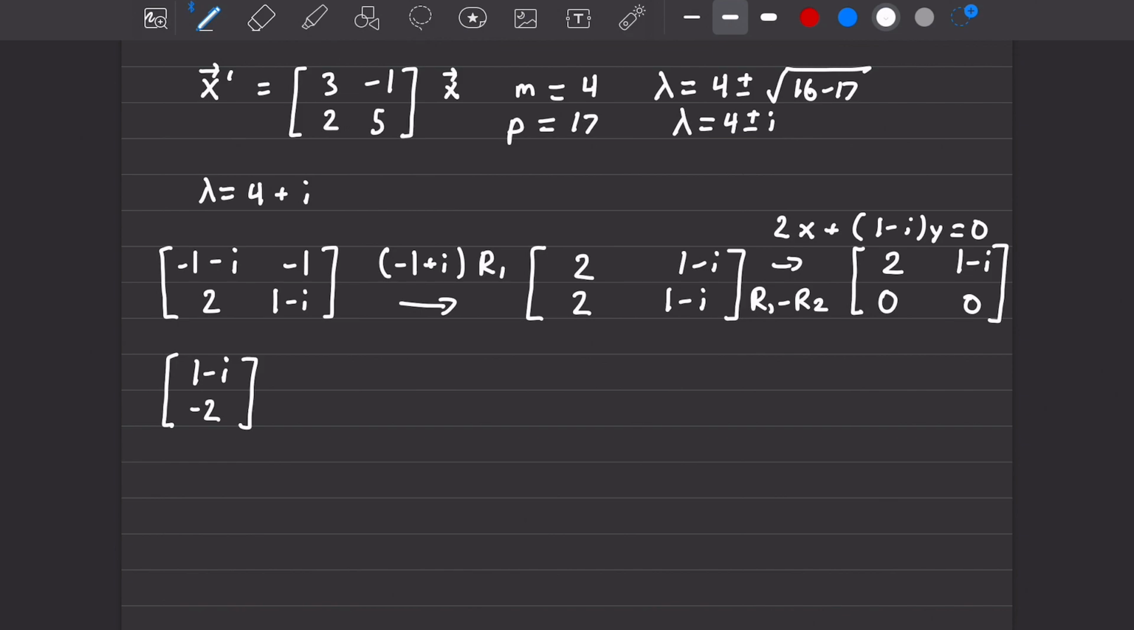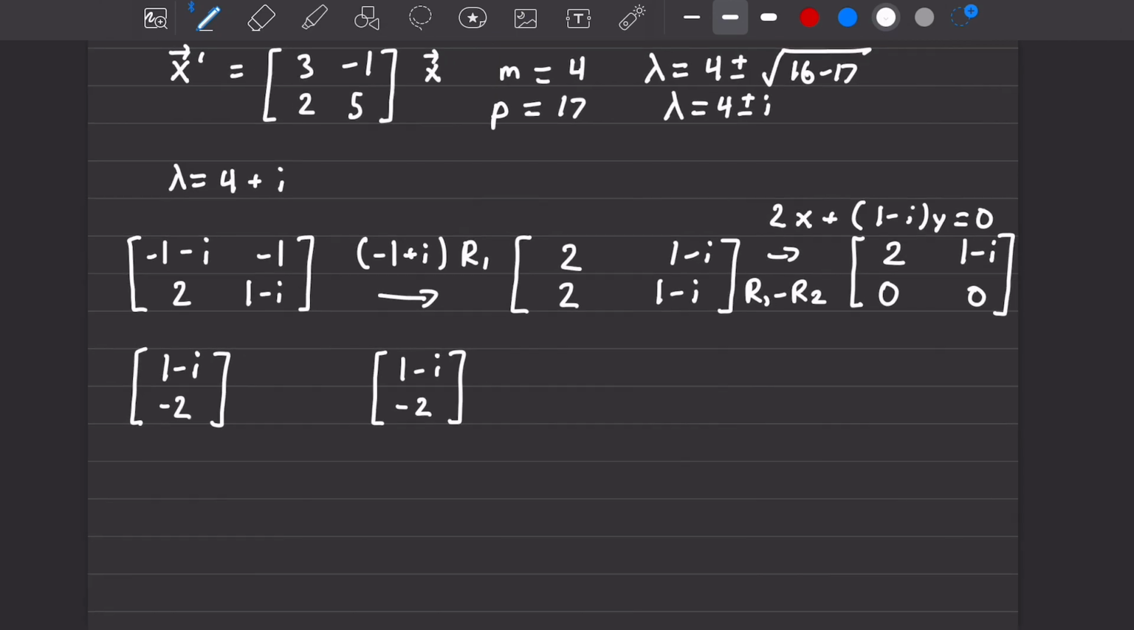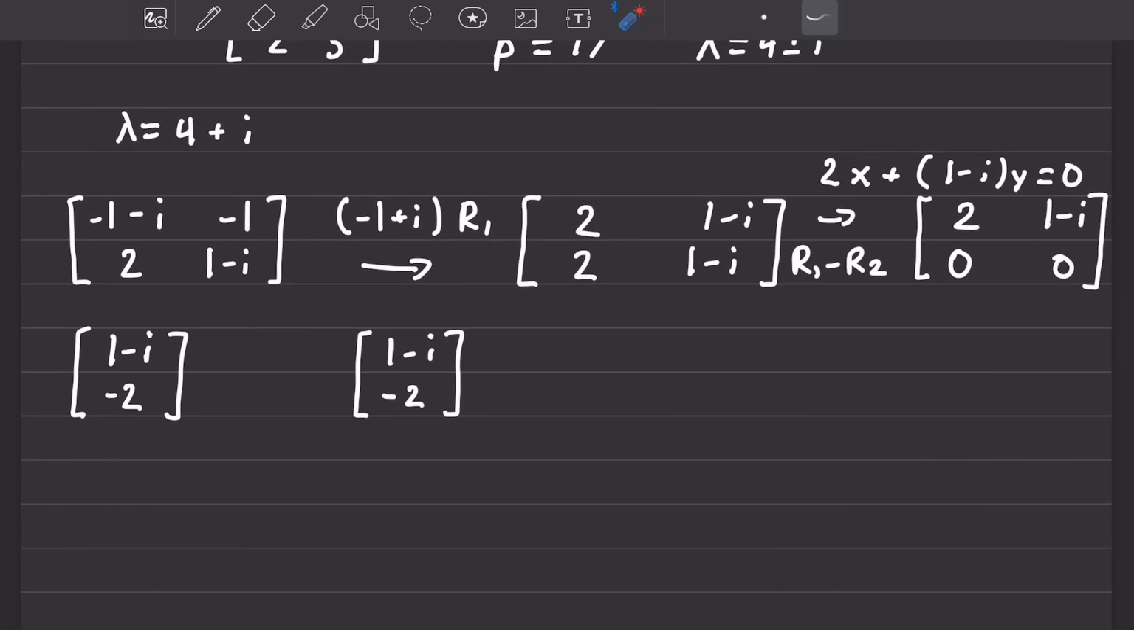We're going to say we have 1 minus i times negative 2 times, we have e to the 4 plus it, right? So we have e to the 4 plus it, right?